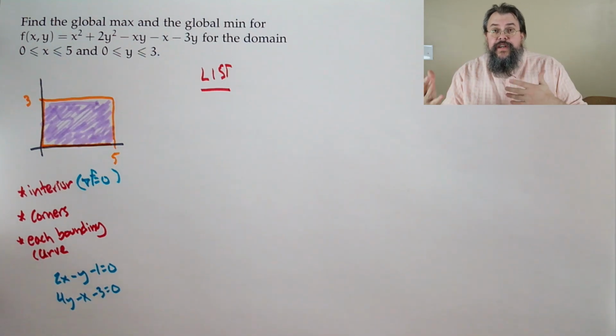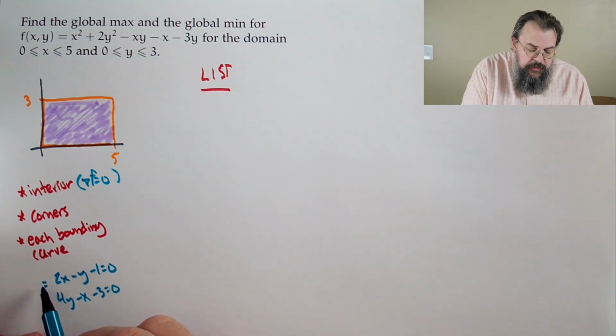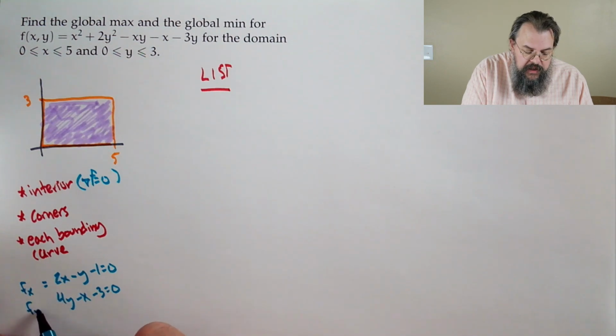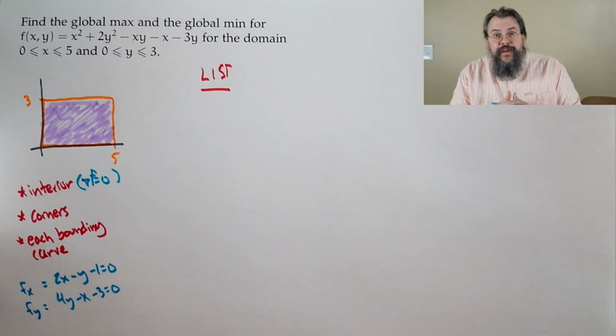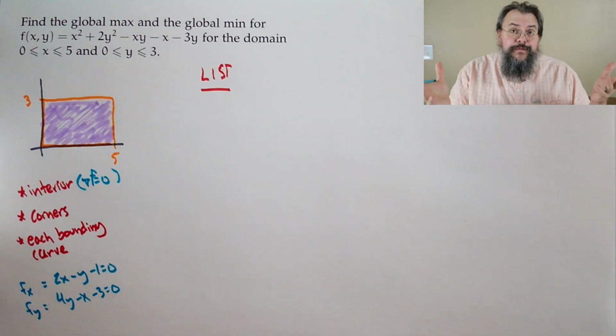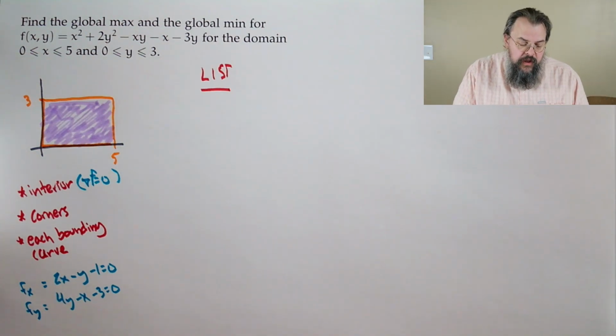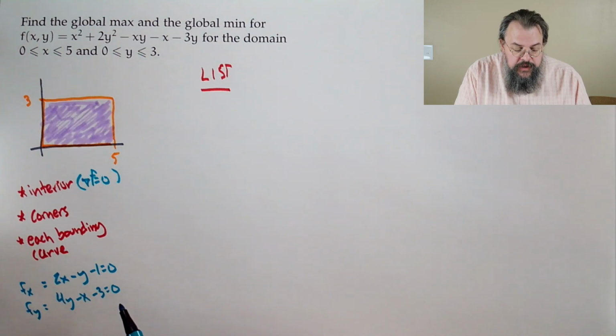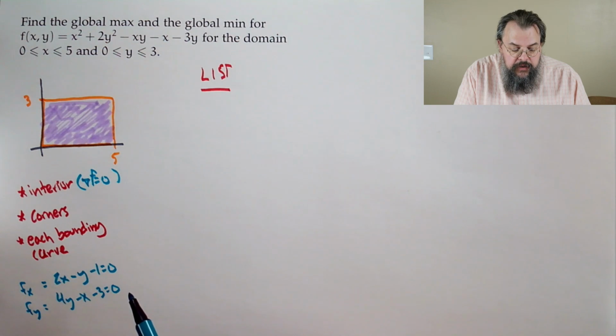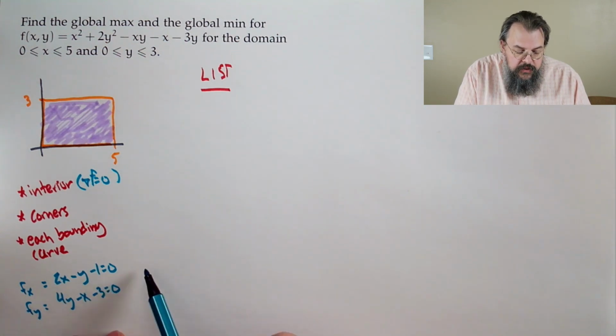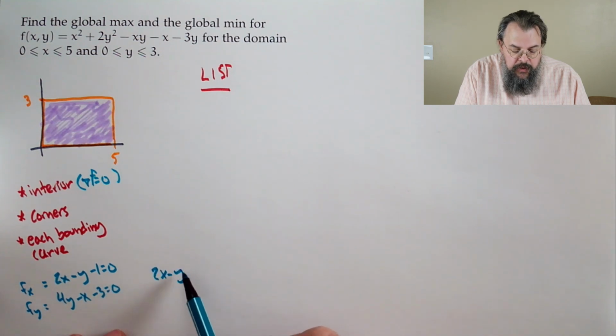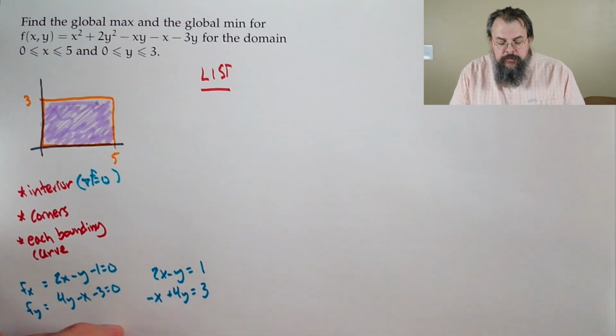When we say equals 0, what's really going on here is there's the f sub x and there's the f sub y. So we're saying our partial derivatives, both of them, equal 0. In other words, where does the gradient equal 0? Well, we can rewrite this, no real big surprise there, as 2x minus y equals 1, and minus x plus 4y equals 3.